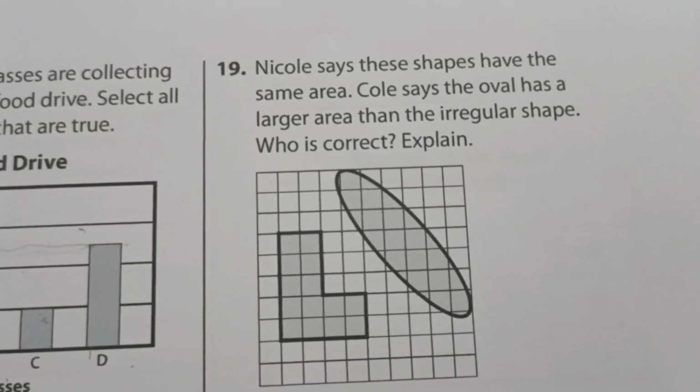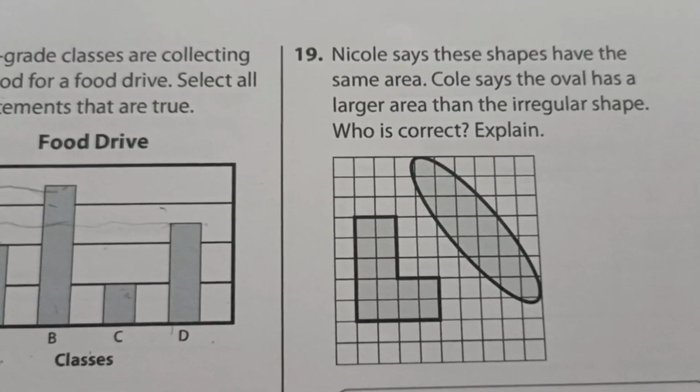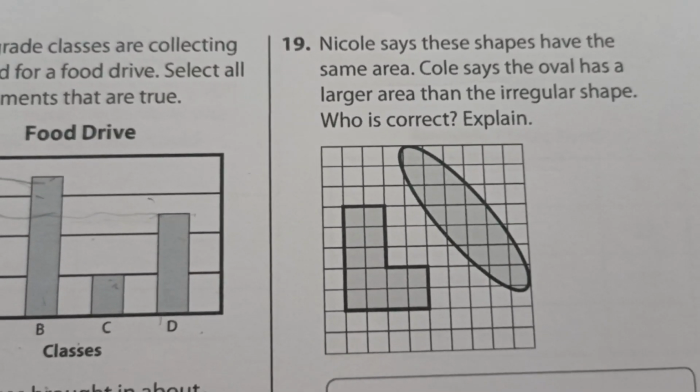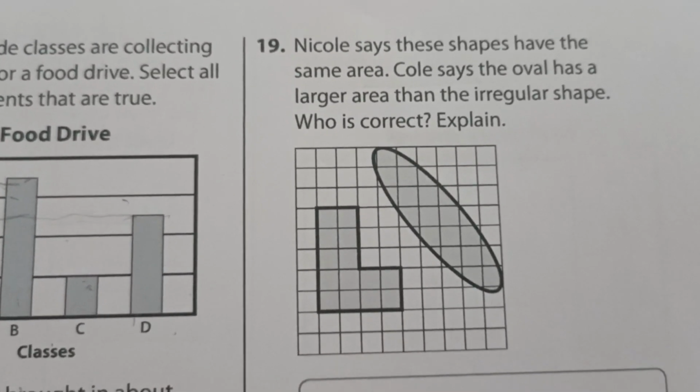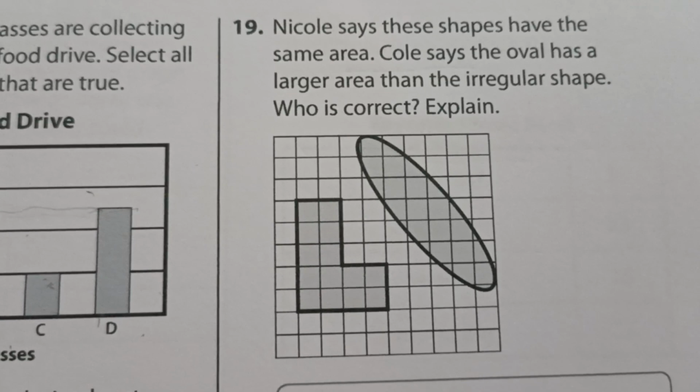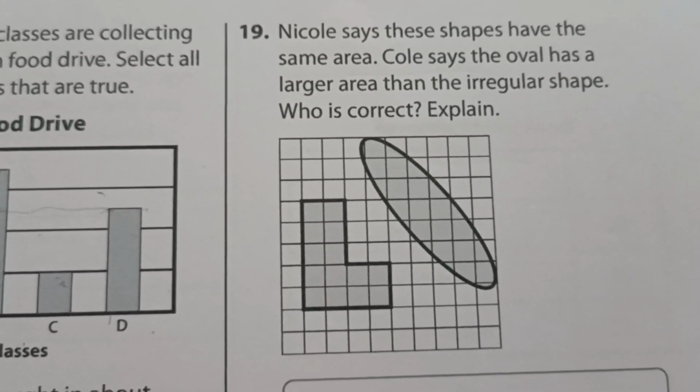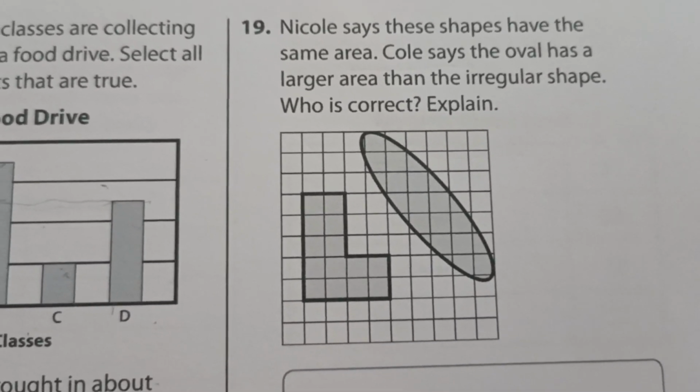Number 19. Nicole says these shapes have the same area. Cole says the oval has a larger area than the irregular shape. Okay, who is correct? Explain.